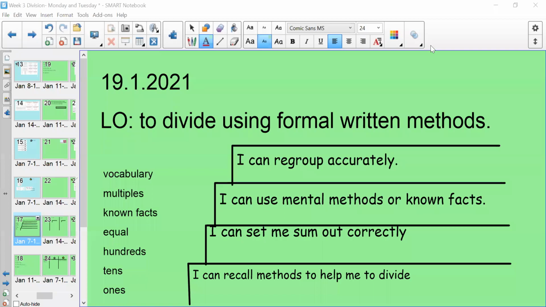Good morning, Year 4s. So today's maths lesson is to divide using formal written methods. So our vocabulary for today is multiples, known facts, equal, hundreds, tens, and ones. And our steps to success are to recall methods that help me to divide, setting out my sum correctly, using mental methods on known facts, or regrouping accurately.